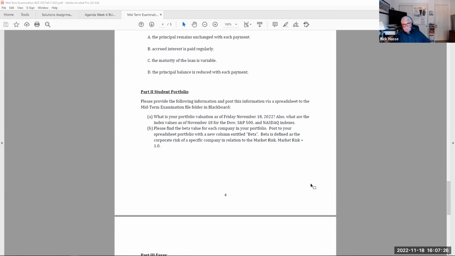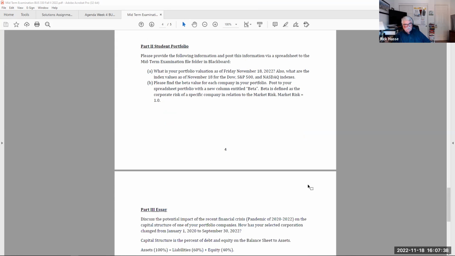And finally, a new wrinkle to your portfolio: tell me what the beta is. And we'll talk a lot about beta next week in our class. Beta is an indicator of market risk. Find the beta for your specific companies and put that into your portfolio.